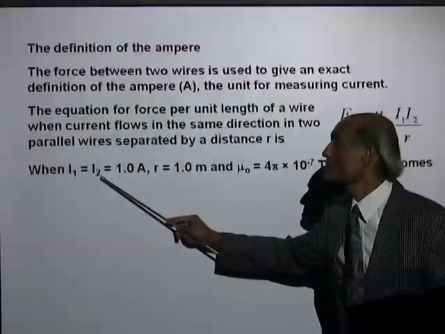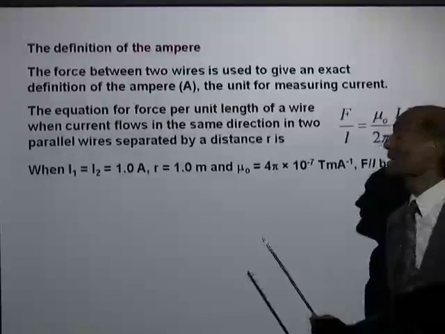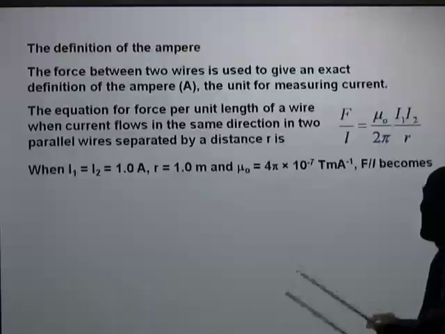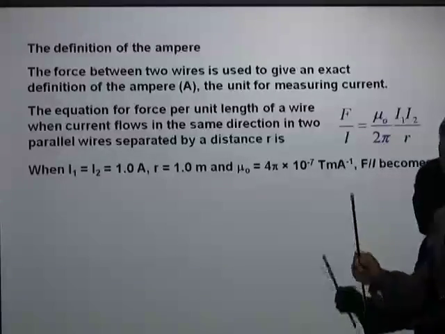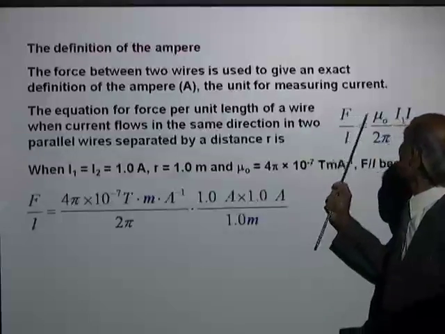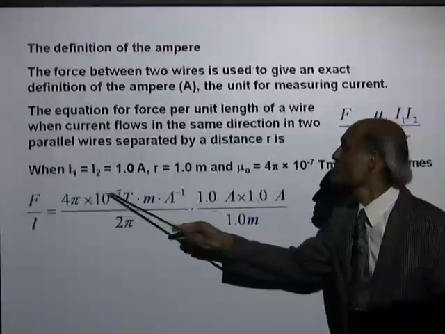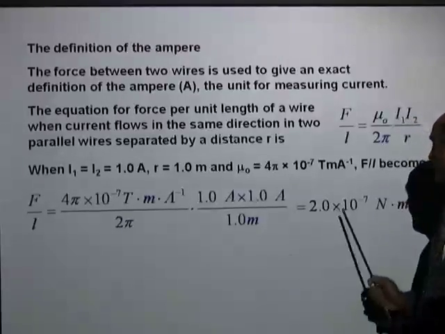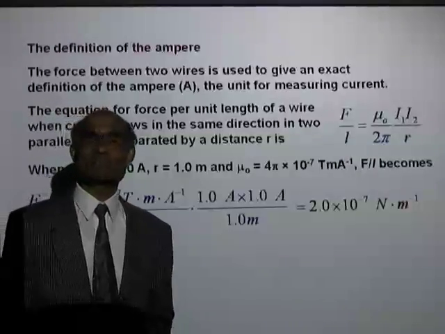When I1 equal to I2 equal to 1 ampere and R equal to 1 meter, mu 0 we know is 4 pi times 10 to the negative 7. Now, if you use these values, what will be the force per unit length equal to? I replaced I1, I2 by 1 ampere, R by 1 meter. Of course, this is mu 0. And what is the value of force per unit length here? It is 2 times 10 to the negative 7 Newton per meter.